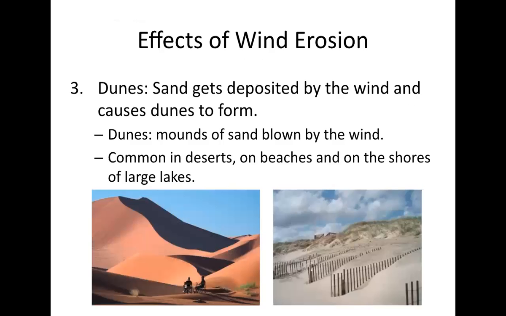The third one is dunes, okay? Dunes is when sand gets deposited by the wind and causes an actual dune to form. So these are mounds of sand that are blown by the wind. So you can see these down at the bottom, okay? So they are very common in deserts and on beaches and on the shores of large lakes. Okay, so the bottom left, you see desert, bottom right would be the beach.